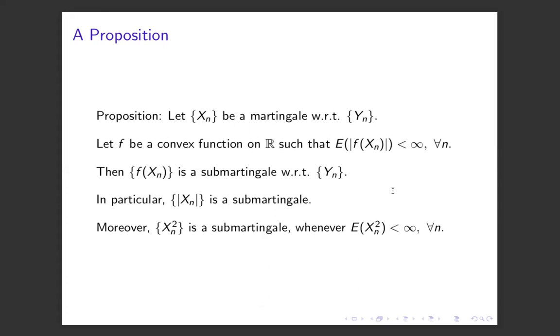An obvious consequence of this conclusion is that, in particular, mod Xn is a submartingale. X going to mod X is a convex function. Of course, it is not differentiable at 0. But our proof of Jensen's inequality we have given only for twice differentiable functions. The result holds for any continuous convex function.